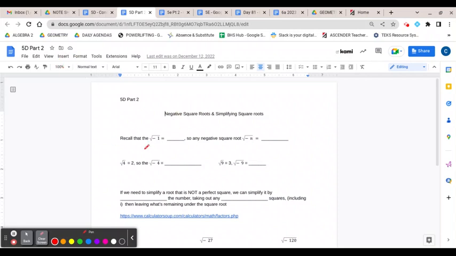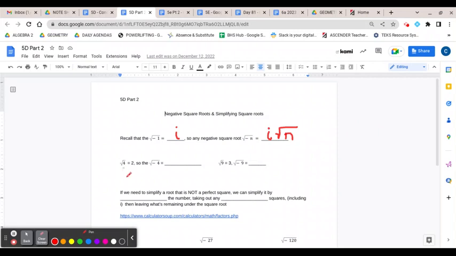So, if we recall that the square root of -1 is i, all right? And so what that means is that if we have any negative square root number, like the square root of -n, what that'll simplify to is going to be i times the square root of n. All right, so the negative would come out of the root as an i, and then we're left with whatever root that we have. And if we could simplify the root, we could simplify the root.